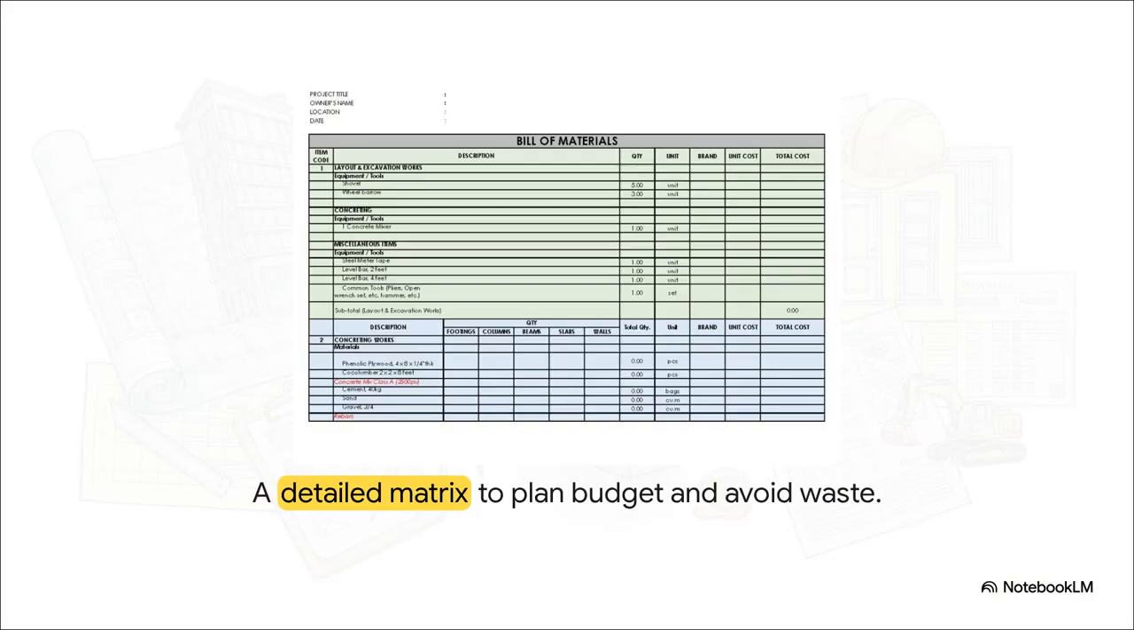When you look at a matrix like this, you've got columns for the item description, the quantity, the unit, and the total cost. By meticulously tracking all these materials, whether we're talking about shovels, concrete mixers, or bulk bags of cement, this document directly helps project managers plan the budget accurately. Because knowing exactly what you need means you avoid over-purchasing, which directly prevents really expensive waste on the site.